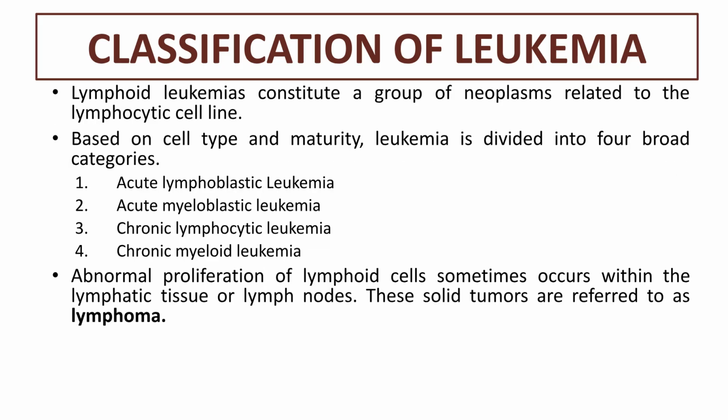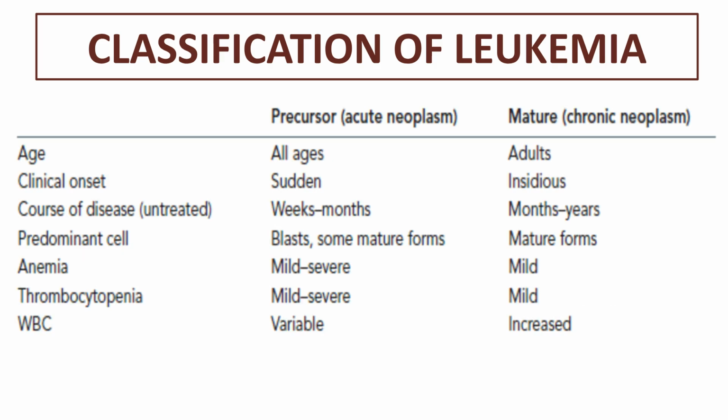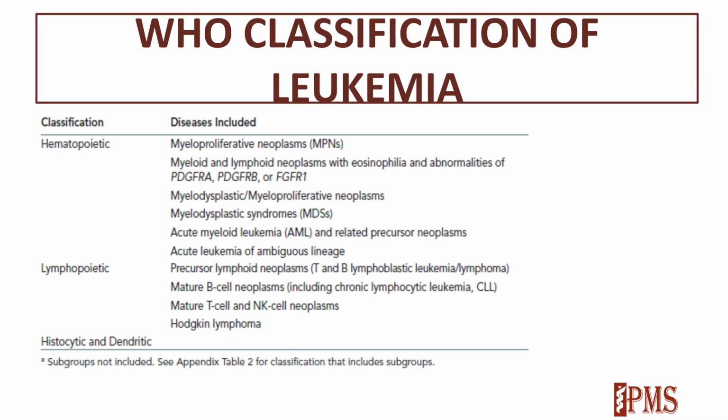Lymphoid leukemias relate to the lymphocytic cell line. Based on cell type and maturity, leukemia is divided into 4 broad categories: acute lymphoblastic, acute myeloblastic, chronic lymphocytic, and chronic myeloid leukemia. Abnormal proliferation of lymphoid cells within lymph nodes is referred to as lymphoma. This video further explores the classification of leukemia. This is the WHO classification of leukemia.